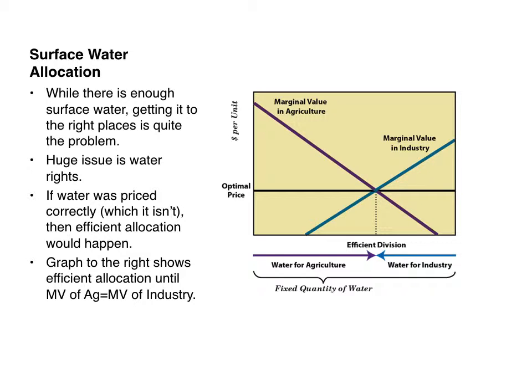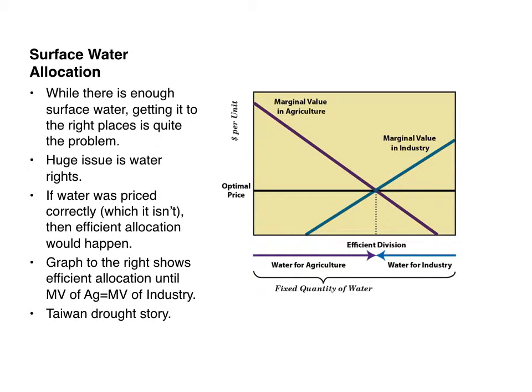At any other allocation, the movement of one unit of water from that sector will lower the marginal value, and the unit going to the other sector with a higher marginal value would yield a net gain. So water gets traded back and forth between industry and agriculture until the marginal values are equal. And this is kind of similar to what we call intertemporal substitution. As we substitute away from one good to the other, we substitute until the marginal utilities are equal for the two goods. So here we have an optimal price.